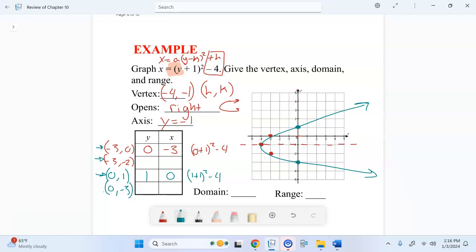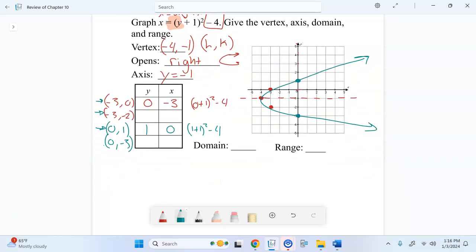Domain. What does the domain refer to? It's all the x values. Domain is all my x values. So looking at my graph, what is the least possible x value that my relation could have? That's the furthest left that it goes. That's the first x value, the lowest x value in that domain. Negative 4.